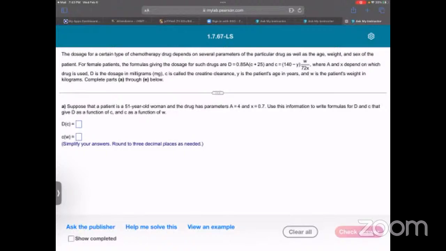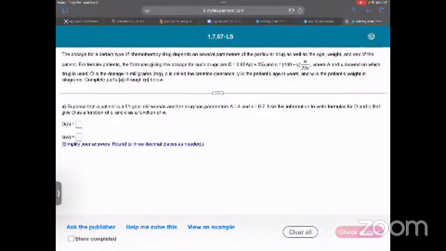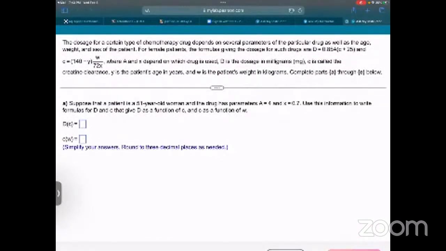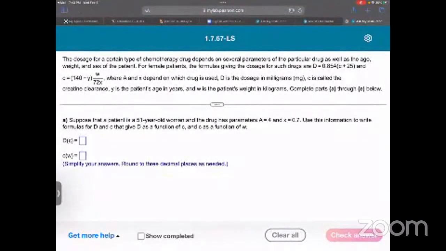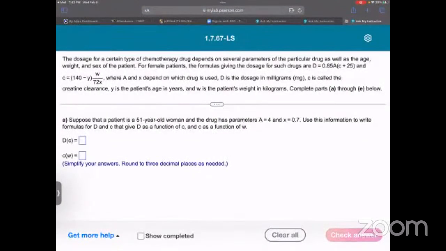Let's see. Can I zoom in a little bit? Okay. So it says the dosage for a certain type of chemotherapy drug depends on several parameters of the particular drug, as well as the age, weight, and sex of the patient. For female patients, the formulas giving the dosage for such drugs are this and this, where A and X depend on which drug is used. D is the dosage in milligrams, and C is called the creatine clearance. Y is the patient's age in years, and W is the patient's weight in kilograms. Compare parts A through E below.